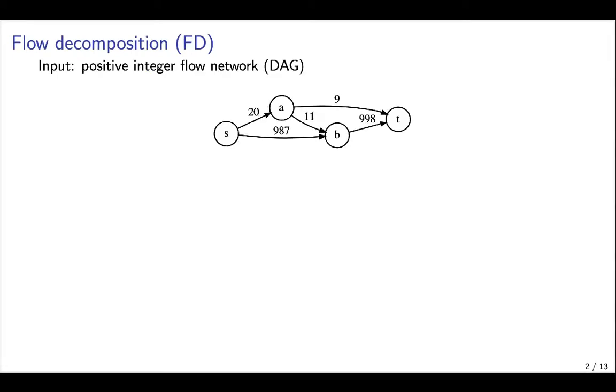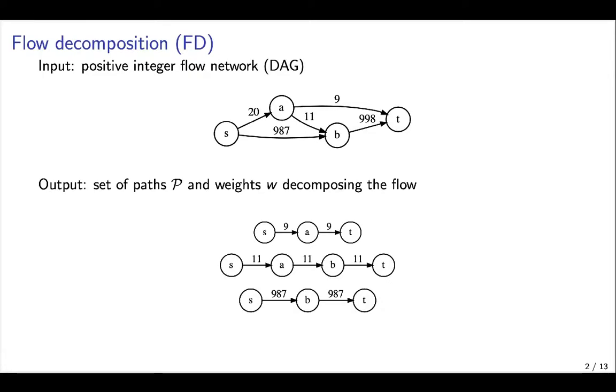In the basic version of the flow decomposition problem, we're given a flow network as input, meaning that at each node, except the start node S and the end node T, we have conservation of flow. In this work, we restrict to DAGs and to positive integer flows. The task in the flow decomposition problem is to produce a set of S to T paths along with corresponding weights so that the input network is perfectly decomposed.